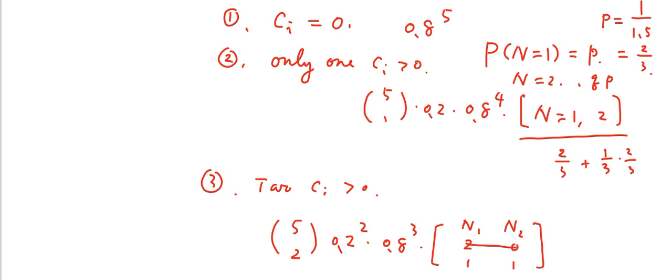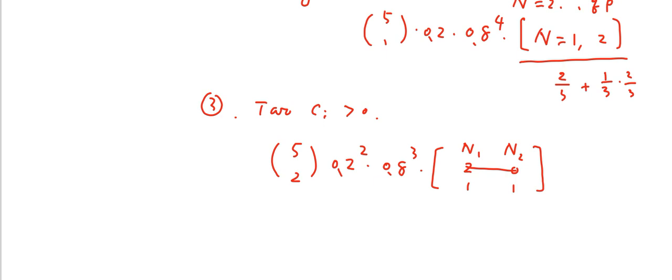So this probability, by now it's easy, right? For 1 and 1, the first is 1, which is 2 over 3, times 2 over 3.